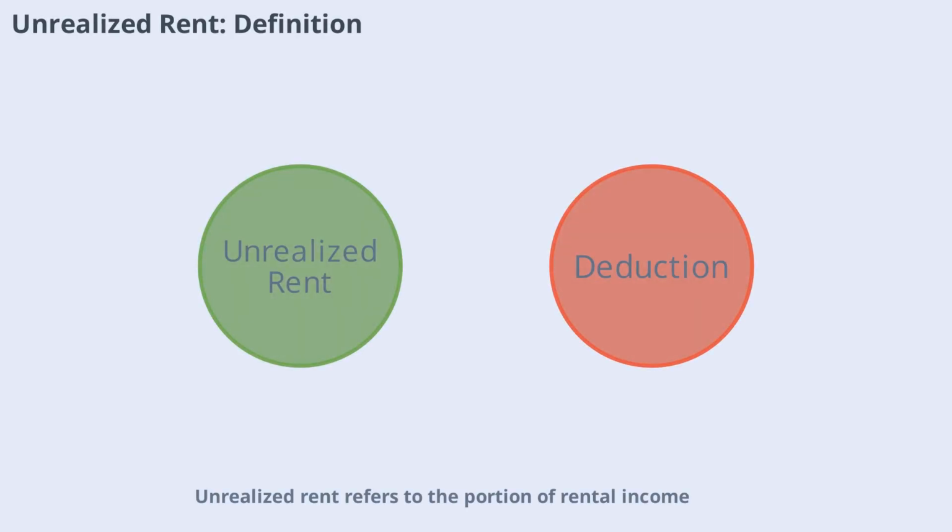Unrealized rent refers to the portion of rental income that the property owner could not collect from the tenant. The income tax rules allow deduction of unrealized rent from the actual rent received or receivable, but only if certain conditions are met. These include bona fide tenancy, tenant vacating or being compelled to vacate, no occupation of other property by the tenant, and reasonable legal steps taken for recovery. This provision ensures fairness when rent is genuinely uncollectible.